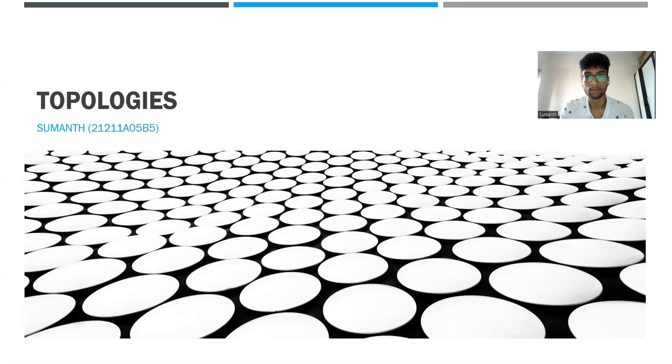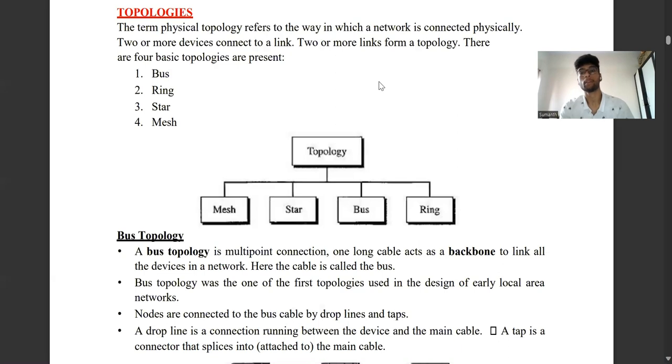Today, I'm going to discuss the topic of topologies, which is part of computer networks. The term topology basically refers to the way a network is physically connected. The components might include parts like servers, routers, computers, CPUs, and the connections between all of them.